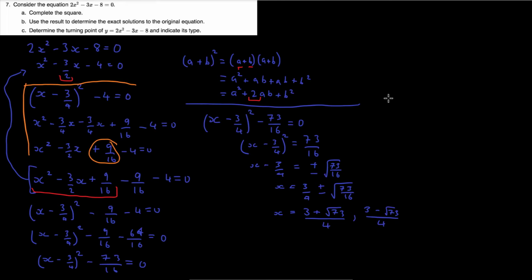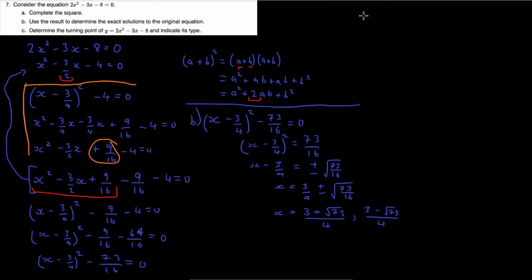And now B is done. Use the result to determine the exact solutions. And there they are, exact. We haven't calculated what the square root of 73 is on our calculator and written it as a rational number, a whole bunch of decimals. We've just left it as the square root of 73.